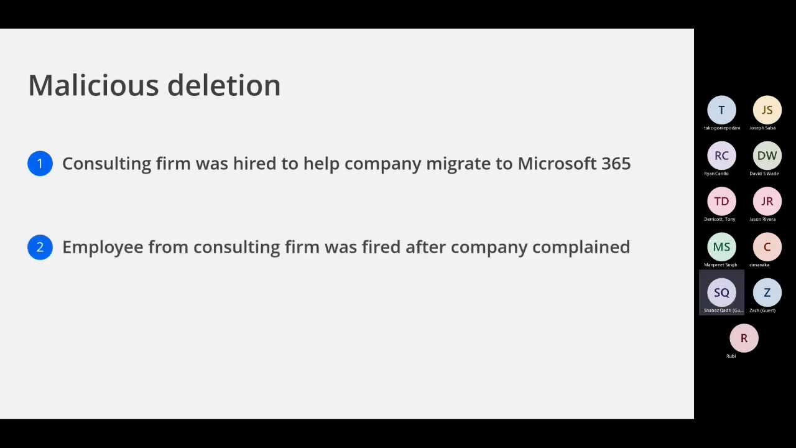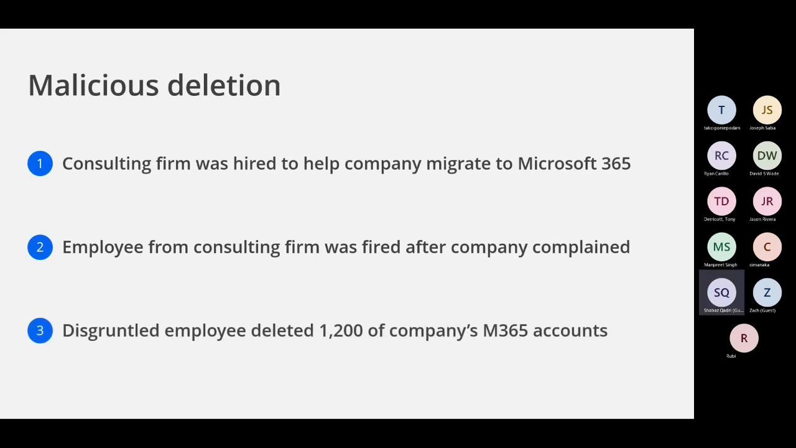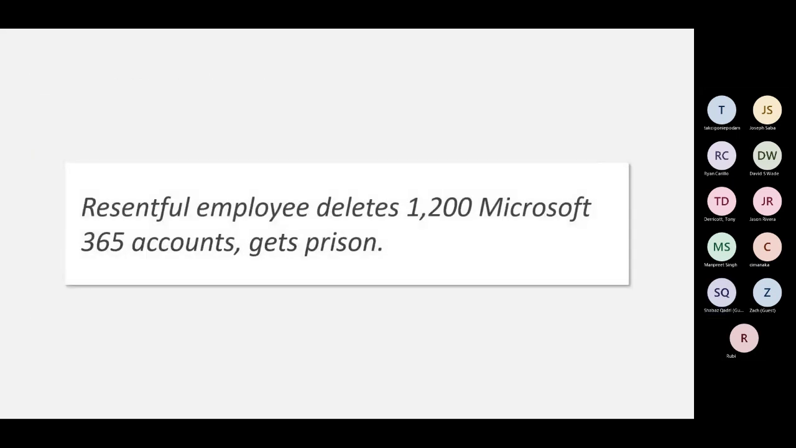The employee assigned to the task had received a number of complaints from the client and was removed from the project. They were eventually sacked not long after. That employee, who still had access, went in and deleted over 1,200 Microsoft 365 accounts. The deletion was of course linked back to the employee, and they were sentenced to 2 years in prison for computer crimes. But what kind of havoc did this cause for the client?